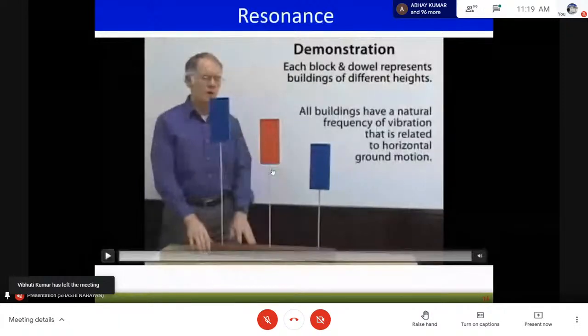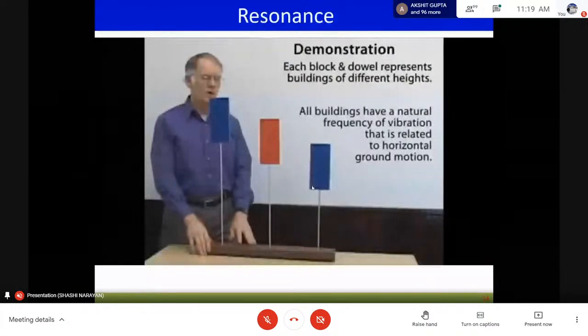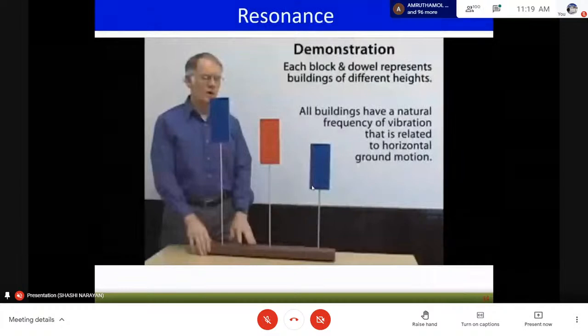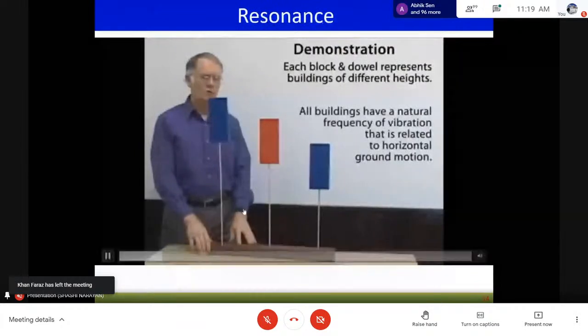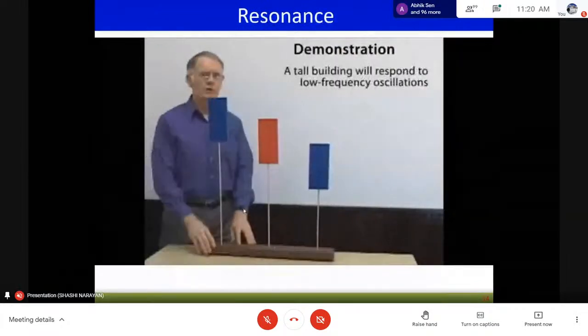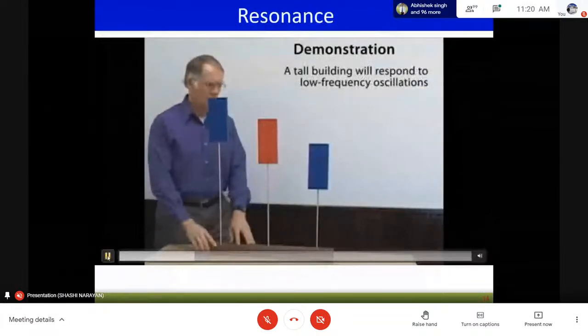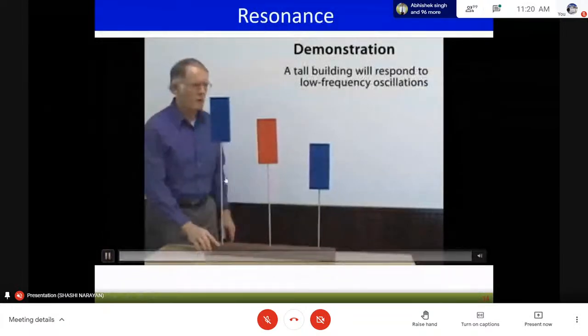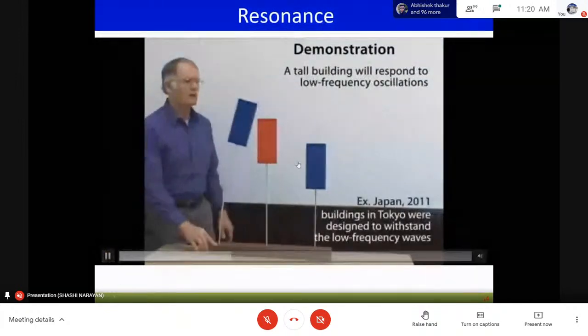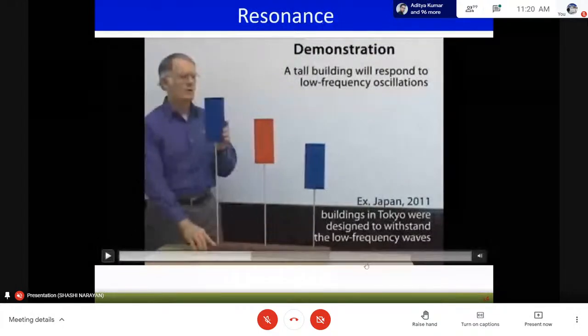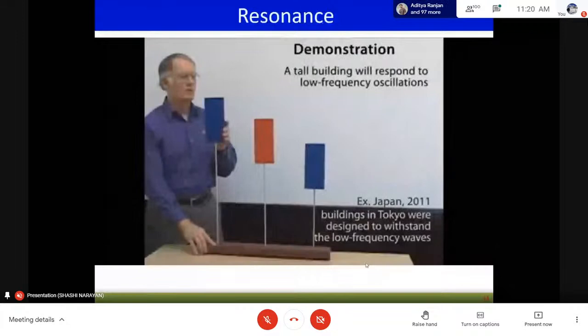Right now in this consideration, there are three different types of building frames: one with a smaller height, one mid-rise, and the third a high-rise building. The high-rise building will have a higher time period, mid-rise lower, and low-rise very low. If we have a low frequency vibration, you will see that the tall building is vibrating, whereas the other two are not. One example of this is the Japan earthquake in 2011, where low frequency vibrations were observed.